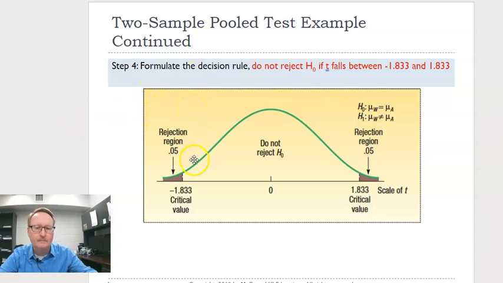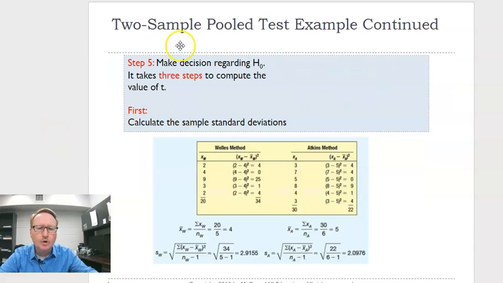That means 90% confidence as opposed to 95. For you, I recommend 95. Okay, now we're going to look at a bunch of math. Make the decision regarding the null hypothesis.